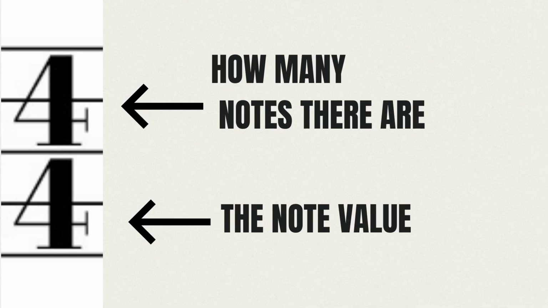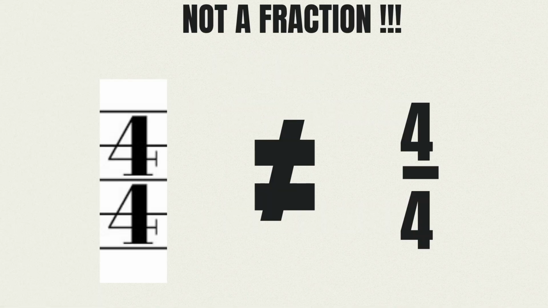Now we're going to get into the time signatures. The first one is called common time. It's just 4/4. When you look at a time signature, you see the top and the bottom number. You might be thinking it looks like a fraction. Well, you're not wrong, it does, but it's not a fraction. It's called 4 four, not 4 fourths.